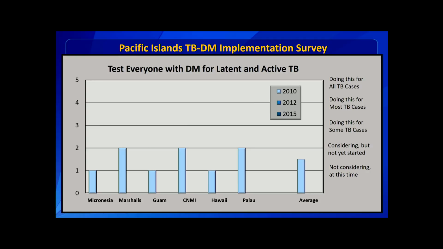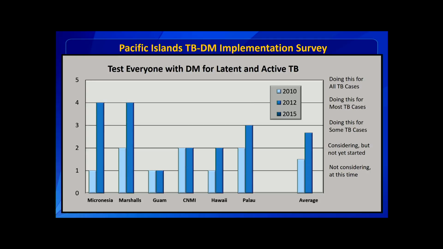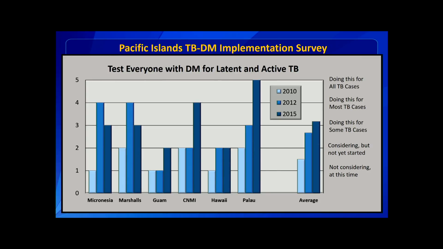You see lower levels of implementation here. This is a tough one to do. It has improved some. There were 2 studies done, one in Micronesia and one in the Marshall Islands, part of operational research. With Tony and Carrie and the group, we were able to put these together and publish them. There has been some decline in compliance here, but other places like Palau are now screening all of their diabetics for latent and active TB.